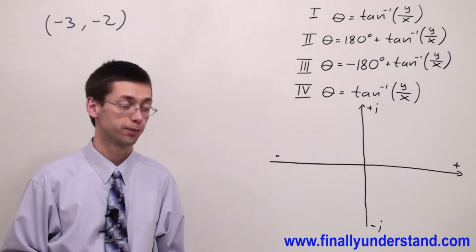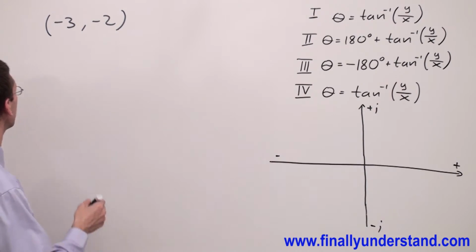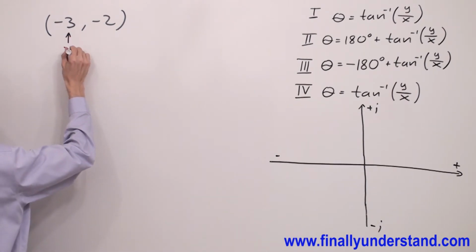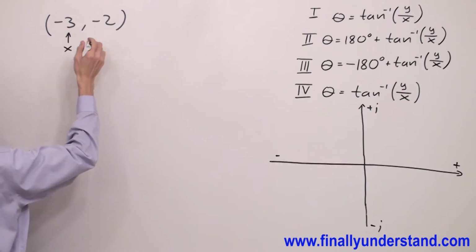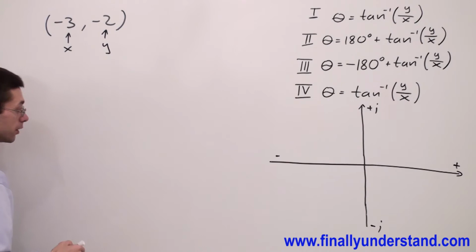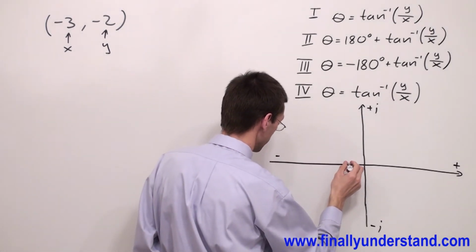We have another example on the board. Again, we're supposed to convert the rectangular coordinates to polar coordinates. This is the point which has coordinates x equals -3 and y equals -2. We're supposed to draw this phasor over here.